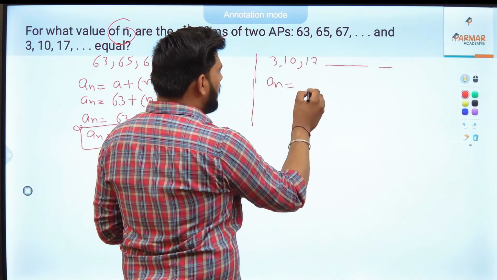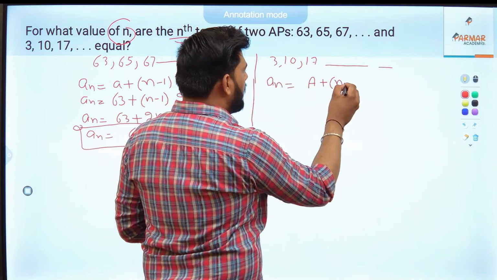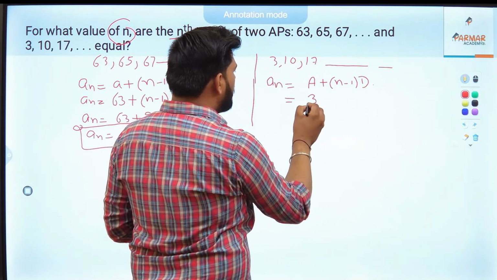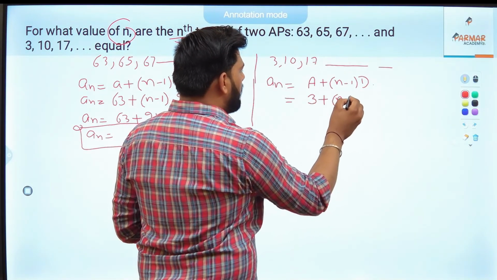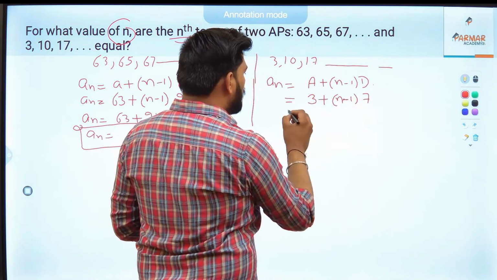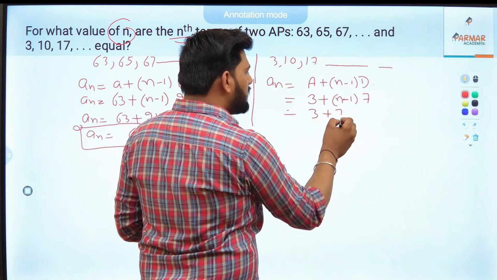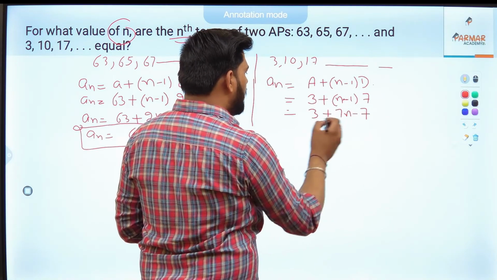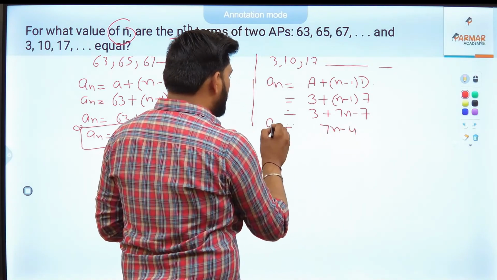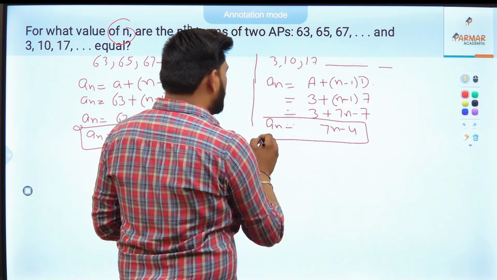So here the nth term is A plus N minus 1 times difference. That is A is 3, N minus 1, and difference is 10 minus 3, that is 7. So that is 3 plus 7N minus 7. That is equal to 7N minus 4. This is the nth term of the second AP.